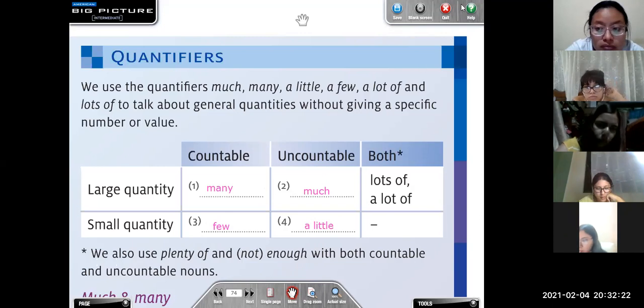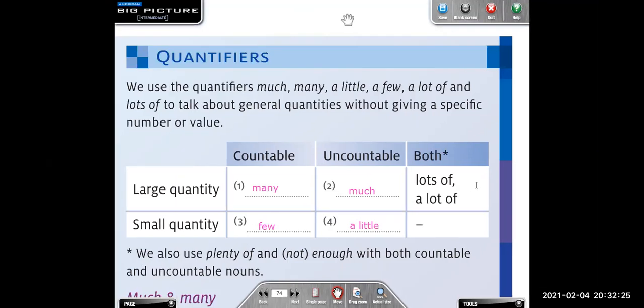Okay, so aquí podríamos poner para una cantidad grande, plenty of, para ambos, countable and uncountable. Okay, and not enough. Not enough is negative, right? Not enough, no es suficiente, or enough. ¿Ok? Entonces podríamos ponerlo de esta forma. Good.